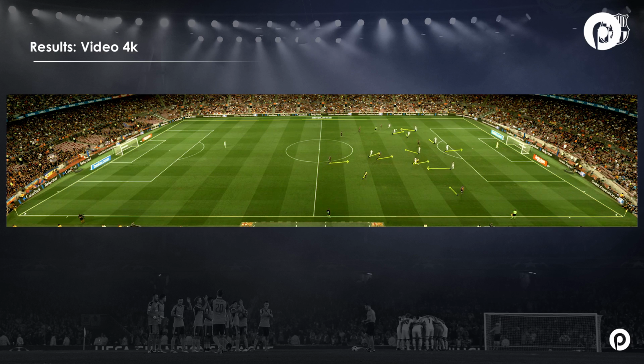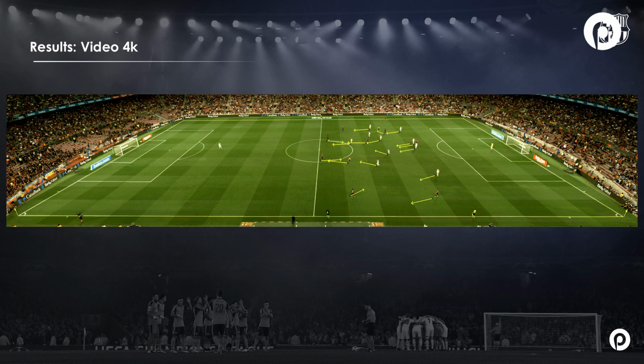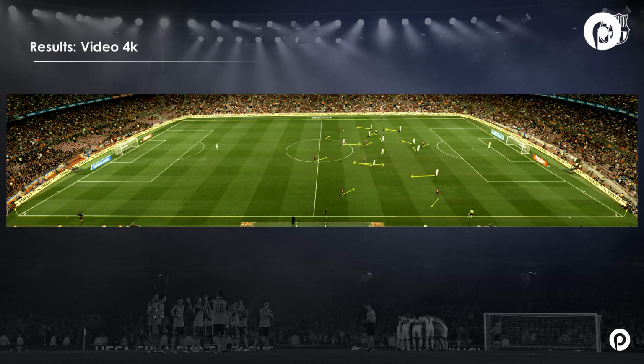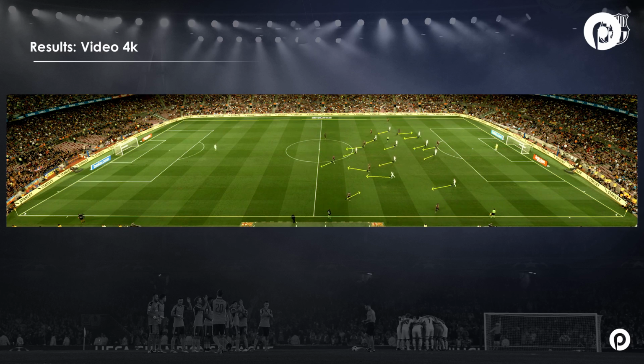And I want to show you this 4K video from the first team. It's computing the orientation of the 20 players. So here you have seen every player. I think it's pretty fine.